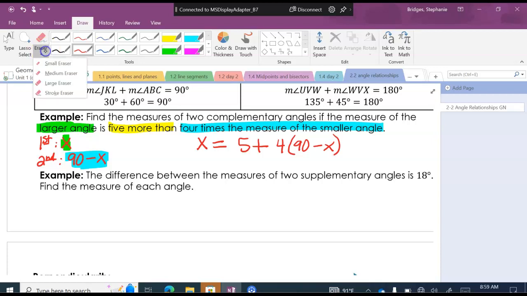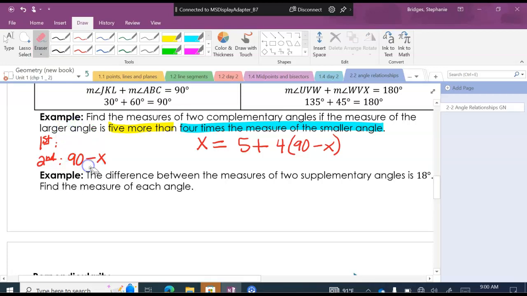All right, so we solved and we found out that x is 73, right? So I got to find the other angle. How do I do that? Subtract it from 90. So 90 minus 73 is going to equal what, 17? So my two angles are 73 and 17.